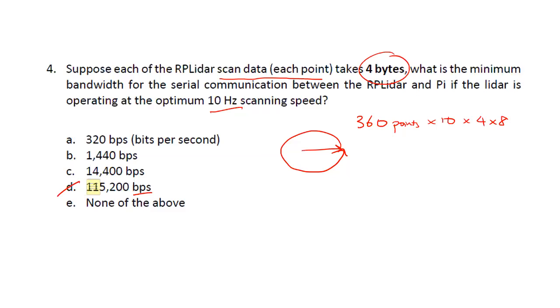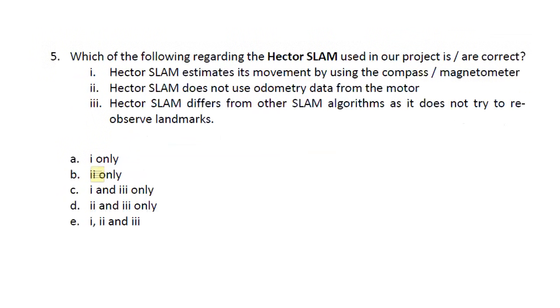Let me go on to the next question, question 5. Which of the following regarding the Hector SLAM used in our project is correct? Let's look at point 1. Point 1 says it estimates the movement using compass and magnetometer. This is definitely not true because we did not even use these components. Point 2 says Hector SLAM does not use odometry data from the motor. So this is true, correct?